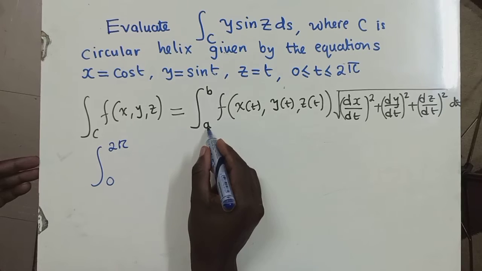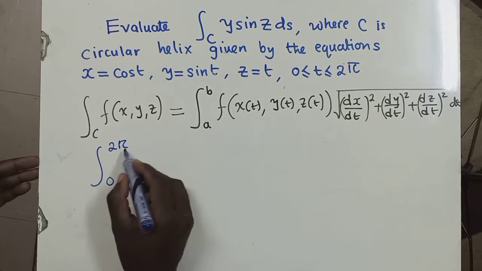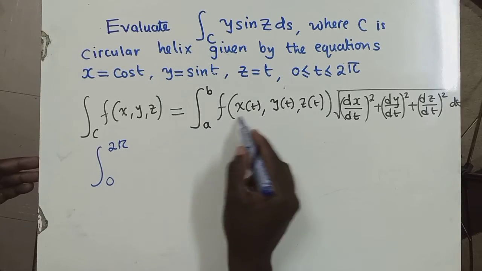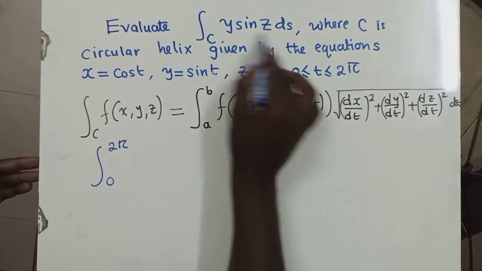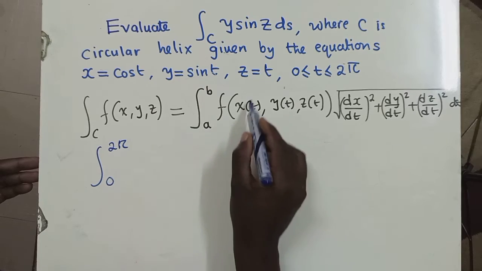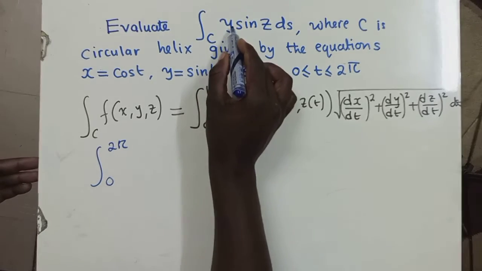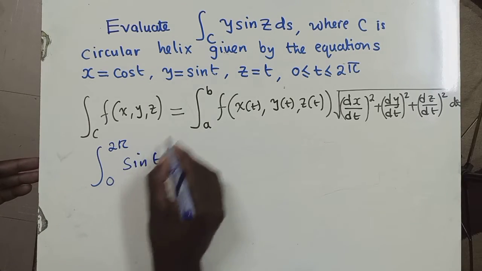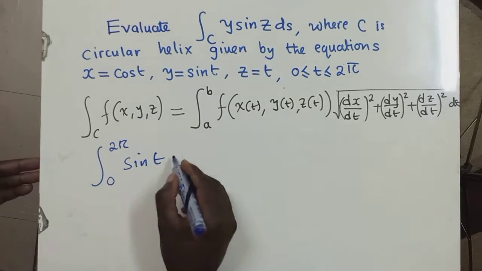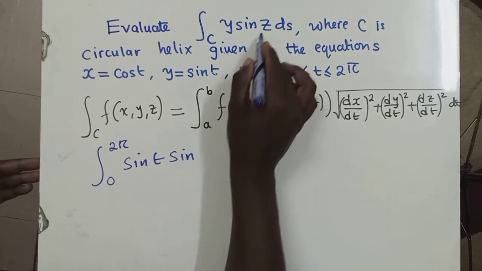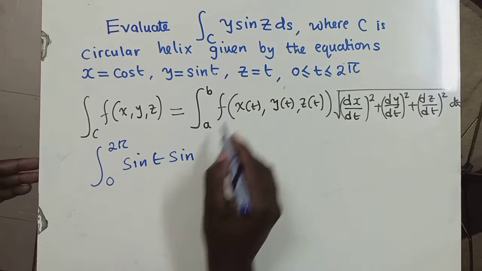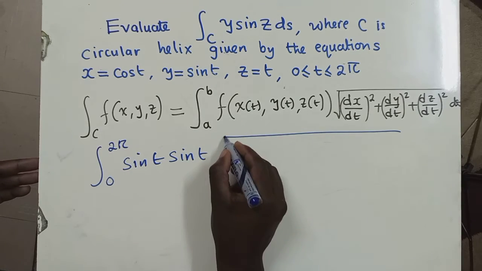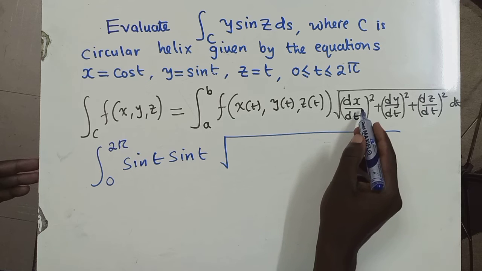So I'm starting from here. The lower limit here is 0, upper limit is 2 pi. Now the expression we have here, what we do with it, we start replacing. Where y is, we put sine t, because y is equal to sine t. There we have sine z, but we're not going to write sine z, we put sine t, which is this one. And thereafter, we now find the derivatives.